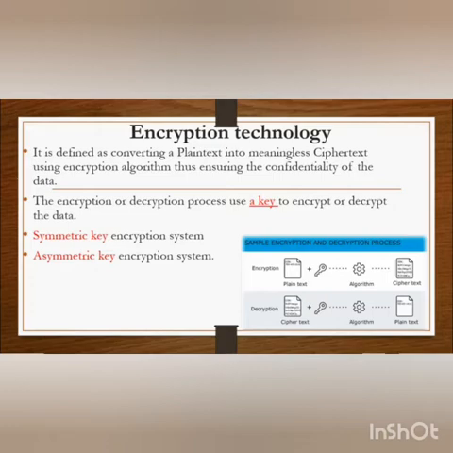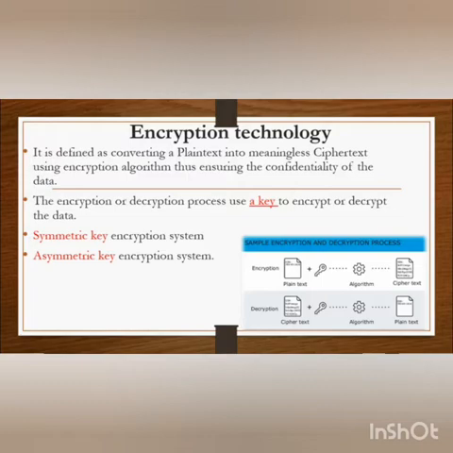First, let us see encryption technology. Encryption technology is an effective information security protection. It is defined as converting plain text into meaningless cipher text. Suppose I send a message like hi or hello, it does not pass the same message. Instead, it changes the text into a meaningless cipher text. Cipher text is nothing but meaningless text. That is, encrypted text is a cipher text, made using different types of encryption algorithms, thus ensuring the confidentiality of data.